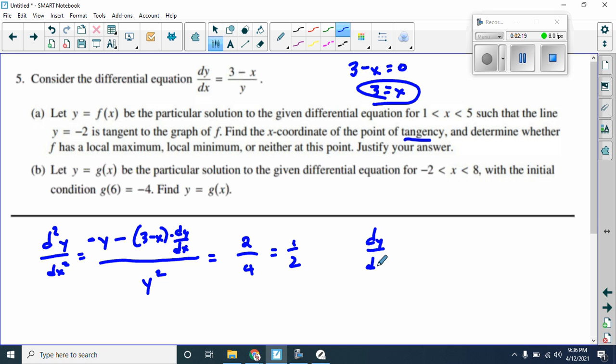So dy dx is 0. The second derivative is 1/2, positive. So concave up at a point that has a slope of 0 means that we have a relative minimum.